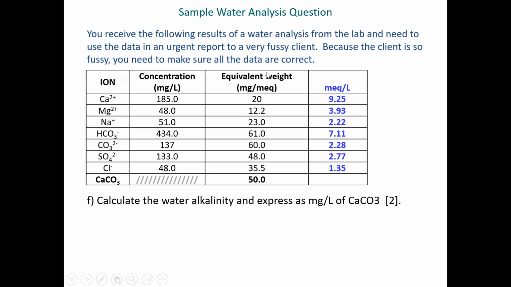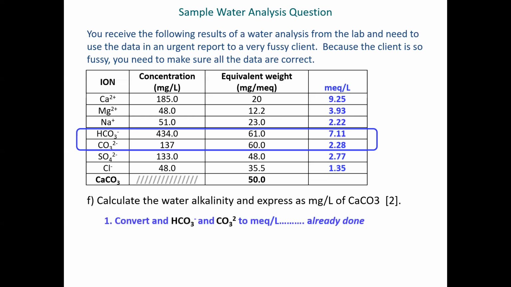So alkalinity, remember, alkalinity is bicarbonate and carbonate. The first step is, of course, convert everything to milliequivalents per liter, which has already been done. The second step is basically add up the amount of alkalinity. So we're adding up the milliequivalents per liter of bicarbonate and carbonate. So that is 9.39 milliequivalents per liter.